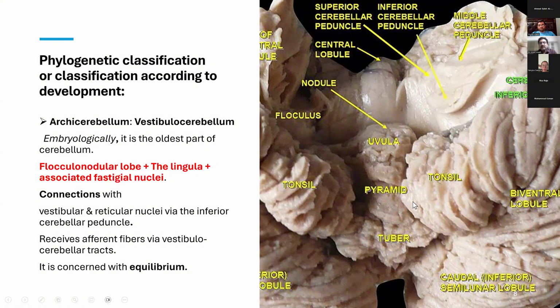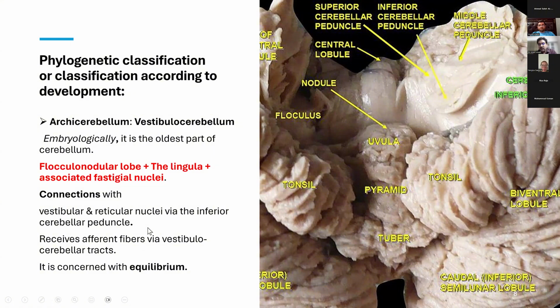And what does it contain? It contains flocculonodular lobe, the lingula, and the associated fastigial nuclei. So again, we have to remember this: flocculonodular lobe, the lingula, and the fastigial nuclei. They are present in the phylogenetic classification of the archicerebellum, or we may call it vestibulocerebellum. So they have connections, and where do they connect? They connect with the vestibular and the reticular nuclei. And how they connect? They connect through the inferior cerebellar peduncle. And they also receive afferent fibers from the vestibulocerebellar tract.